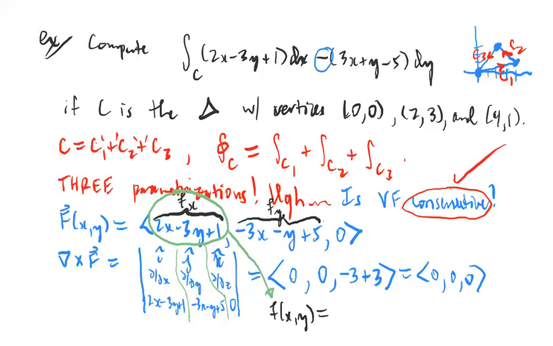What's the antiderivative of 2x with respect to x? X squared. Okay, what about minus 3y? Negative 3xy, yeah. And what about 1? If I do the antiderivative in x, what's that? Plus x.